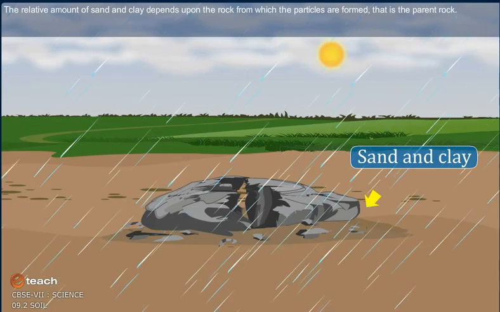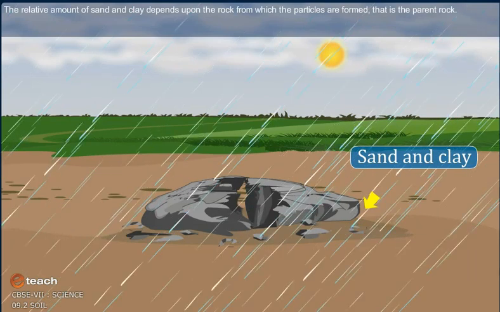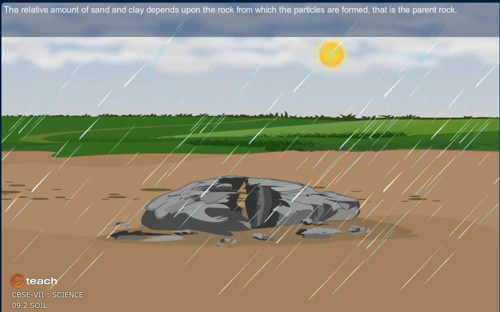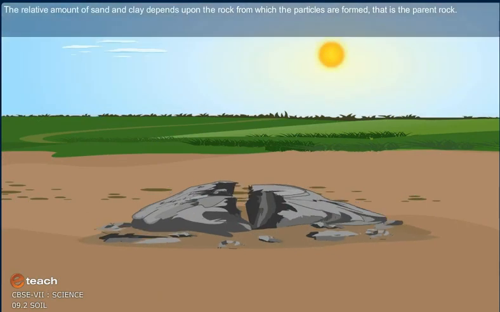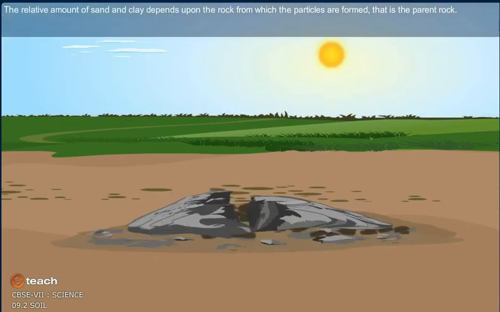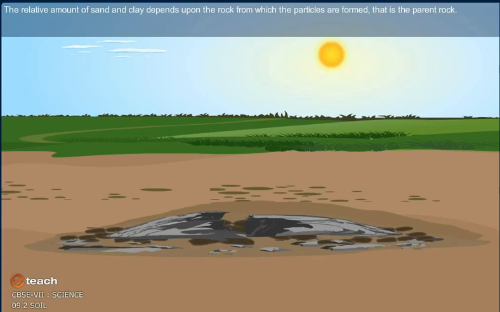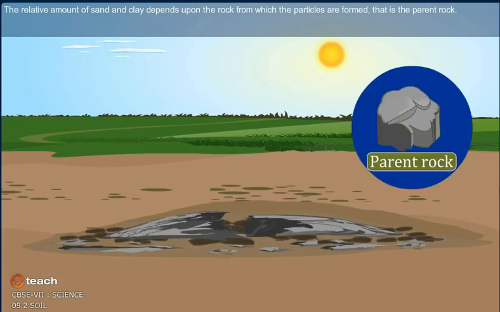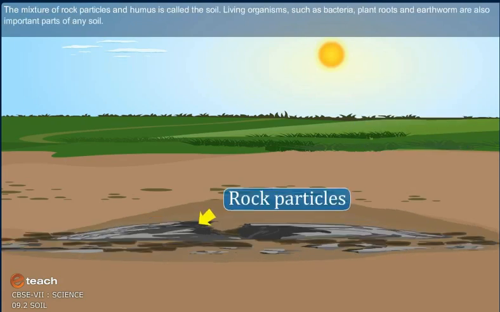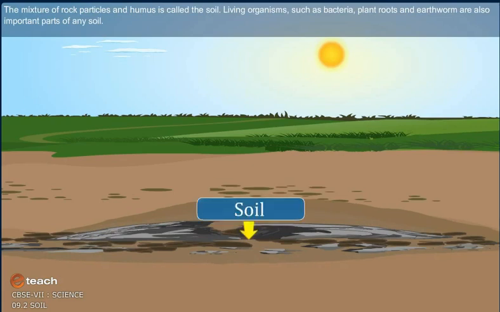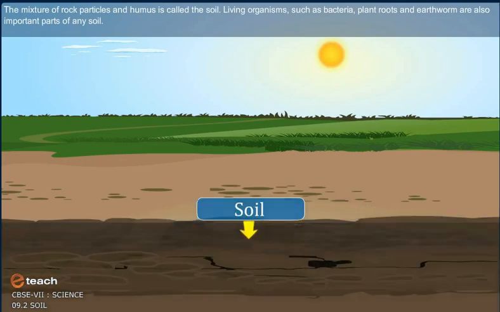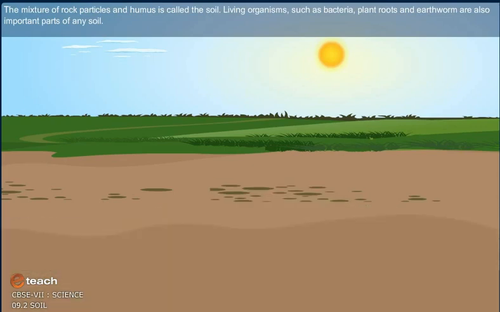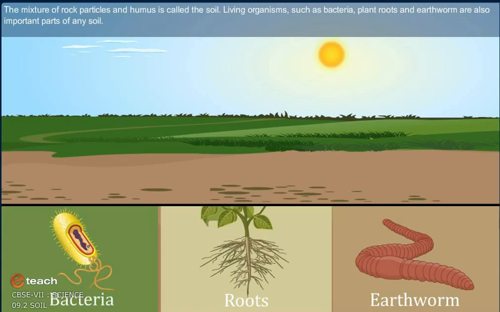The relative amount of sand and clay depends upon the rock from which the particles are formed, that is, the parent rock. The mixture of rock particles and humus is called the soil. Living organisms such as bacteria, plant roots, and earthworms are also important parts of any soil.